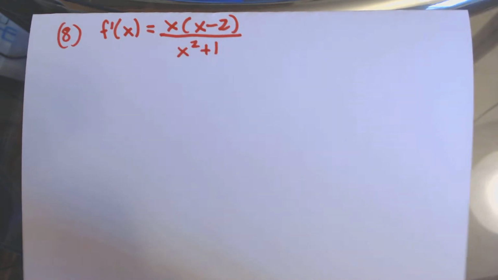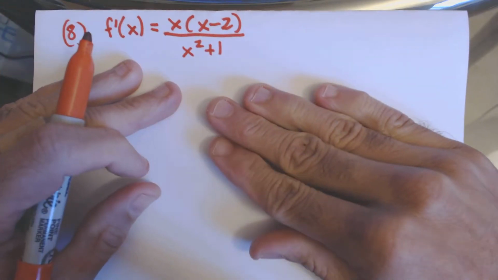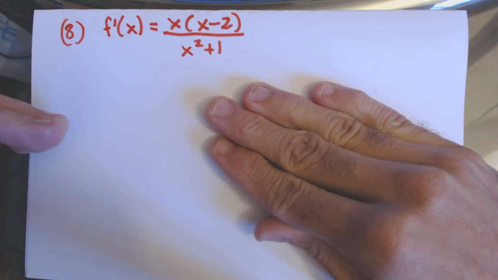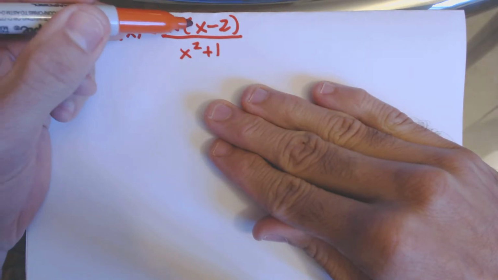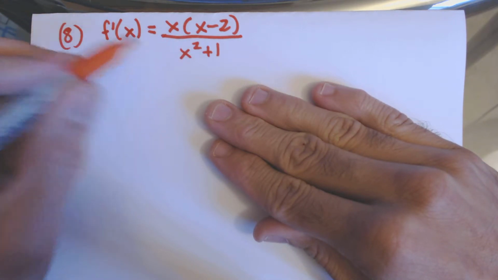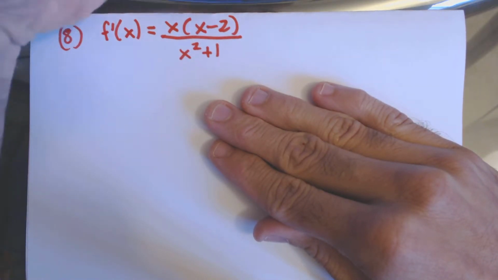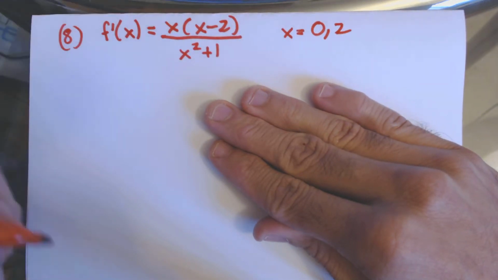And then, once we do that, we should be able to surmise if the critical values that we've identified are in fact relative extrema, either a relative maximum or a relative minimum. All right, so the critical values here are x equals 0 and x equals 2. The denominator here is never 0, so we're good there. So critical values, x equals 0 and x equals 2.